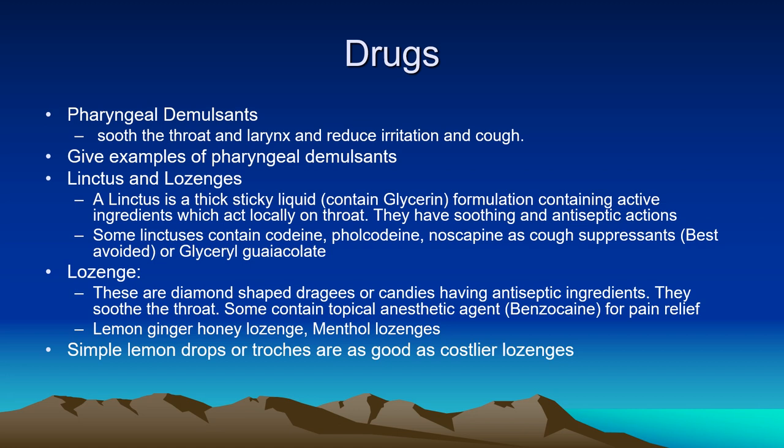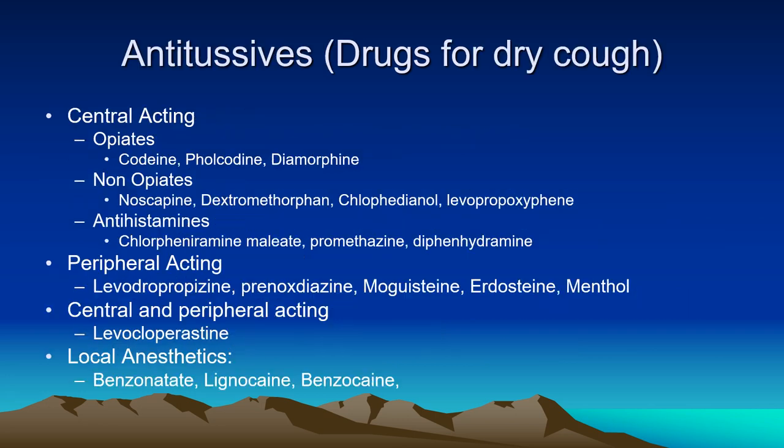Simple lemon, ginger, honey lozenges, menthol, eucalyptus lozenges, all are simple things which can reduce the pharyngeal irritation and can be used as demulcents. It is always good to use simple, easily available, less costly drugs such as simple lemon drops. They are as good as any other costlier lozenges. So this is something about pharyngeal demulcents.